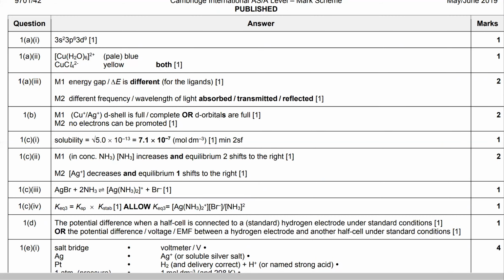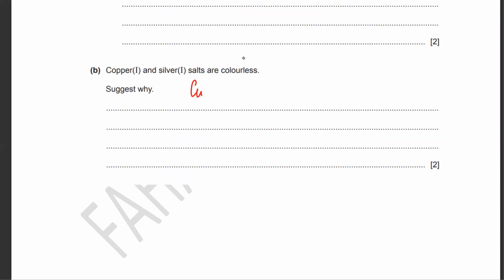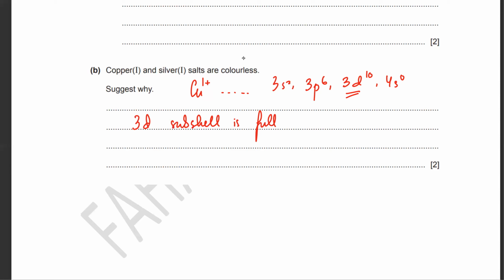Now the next one is: why are copper 1 and silver 1 salts colorless? So what's the reason for that? Especially for copper 1 salts, the electronic configuration of a copper 1 plus ion is 3s2, 3p6, 3d10, and the 4s is 0. Why is it colorless? Because the 3d subshell is full. So in this case, the d subshell is full.